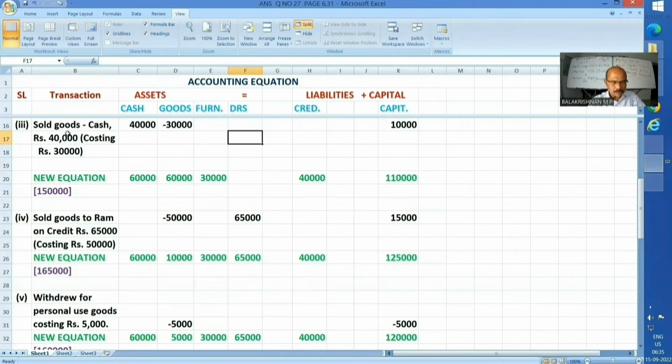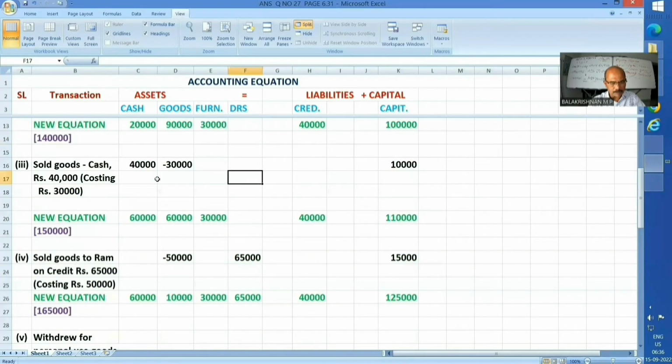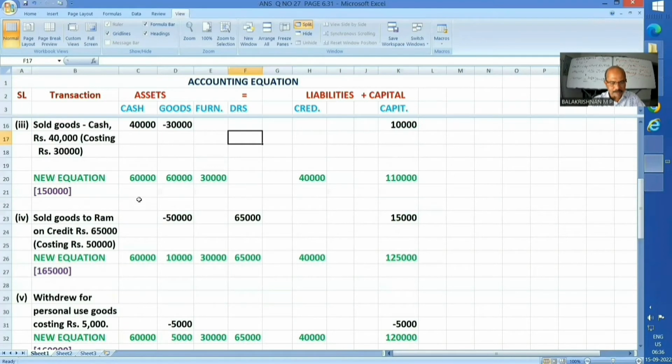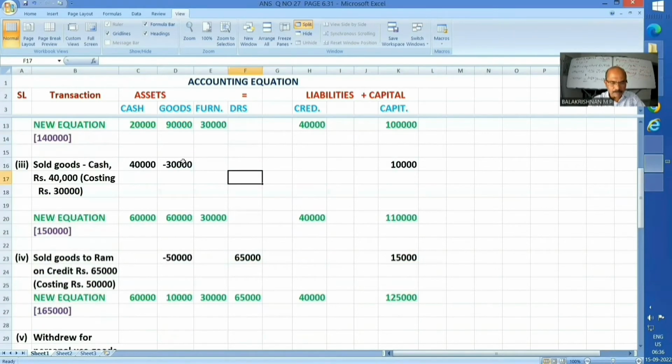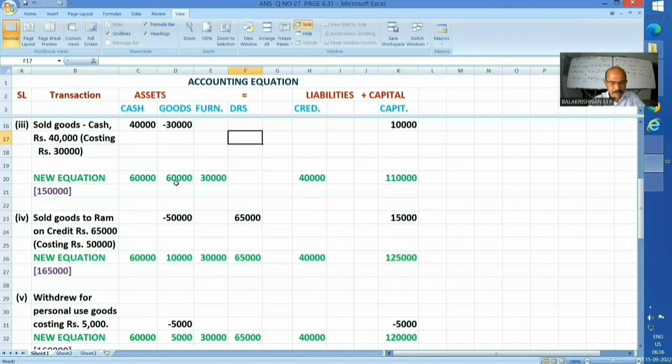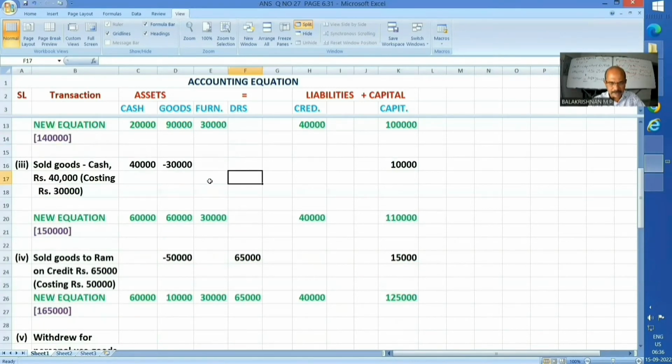Sold goods for cash rupees 40,000, costing rupees 30,000. So what is the cash inflow? 40,000. Previously it was 20,000; it has become now 60,000. The cost of the goods only reduced the existing goods in the stock. What was the cost of the goods? 30,000. Previously it was 90,000 minus 30,000, it has become 60,000. Furniture intact as it is.